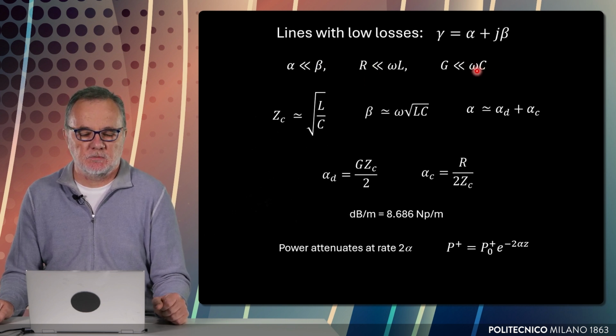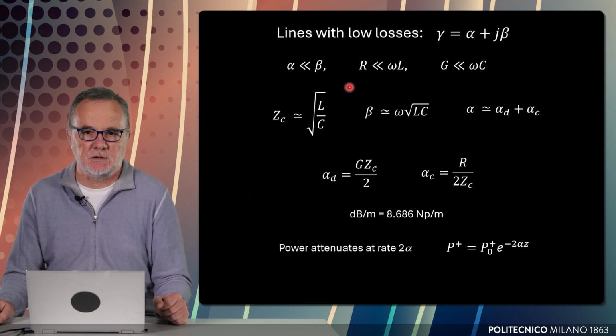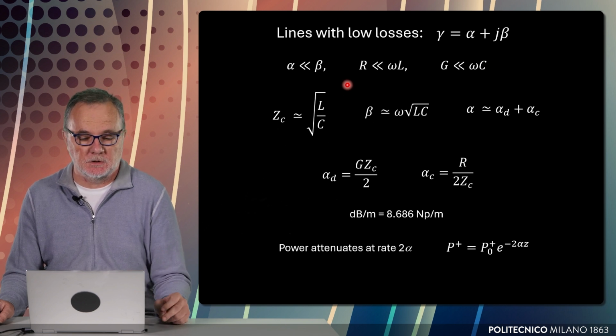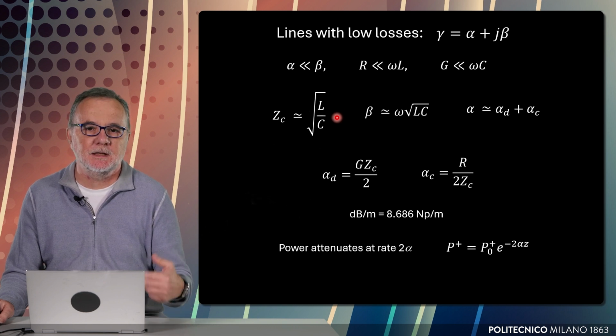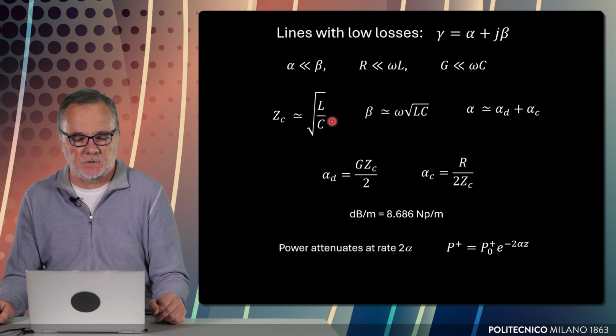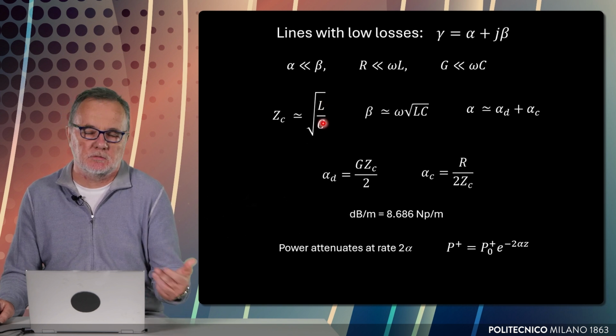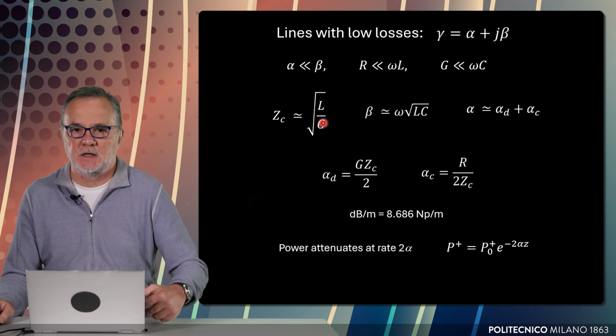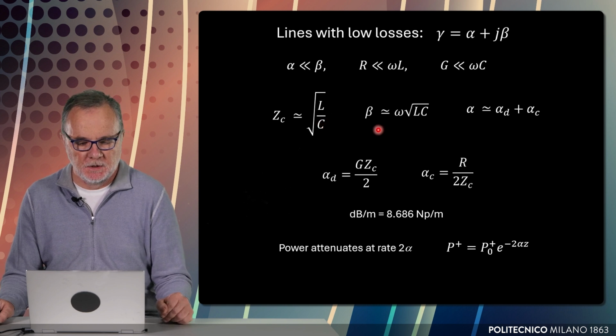In these cases, we can write for the characteristic impedance, which means for a single wave the ratio between voltage and current, the real quantity square root of L over C. So we can neglect the imaginary component in the expression of characteristic impedance without making a great error in most practical cases.